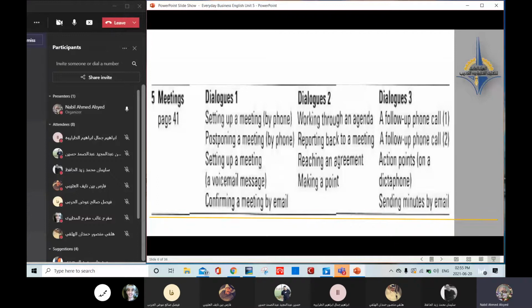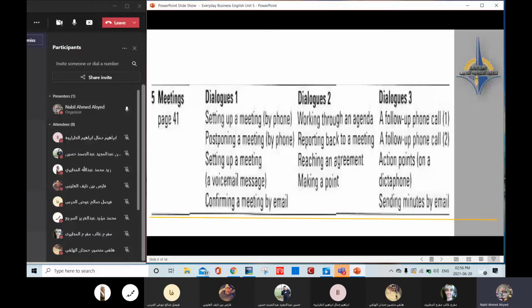In dialogue 2, working through an agenda. Working through an agenda. Reporting back to a meeting. Reaching an agreement.